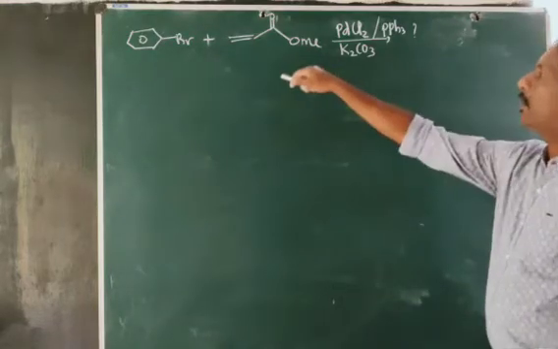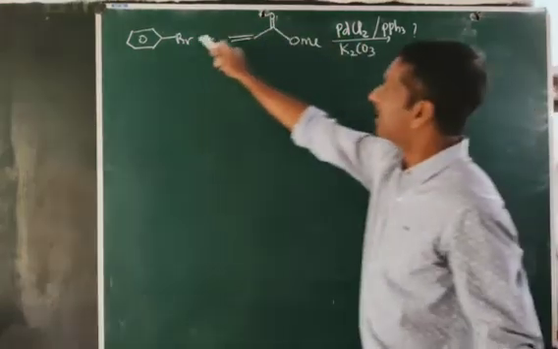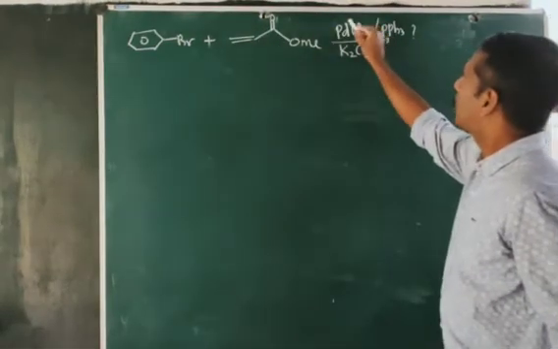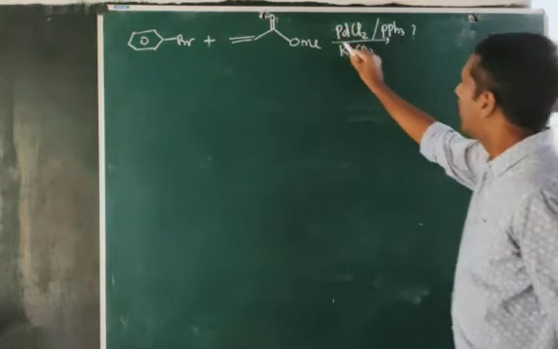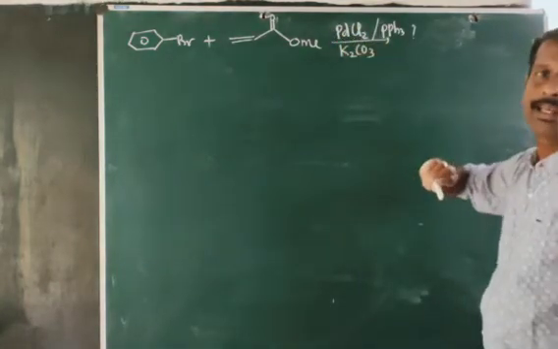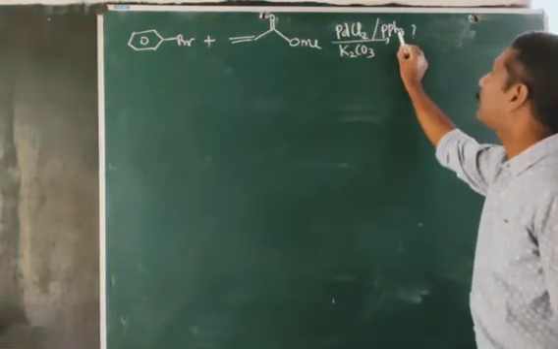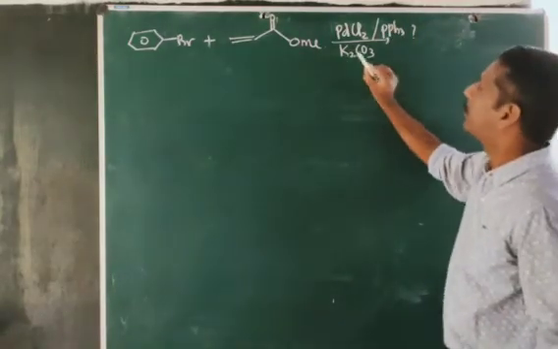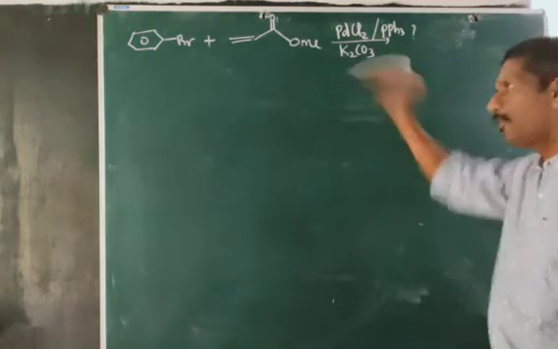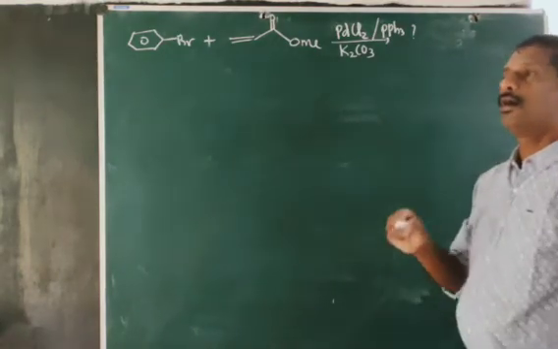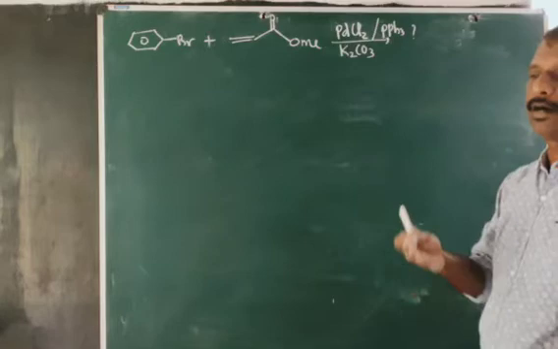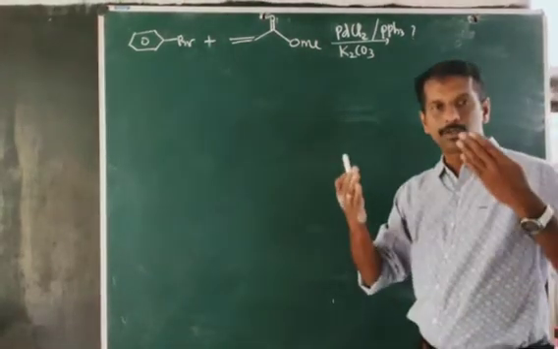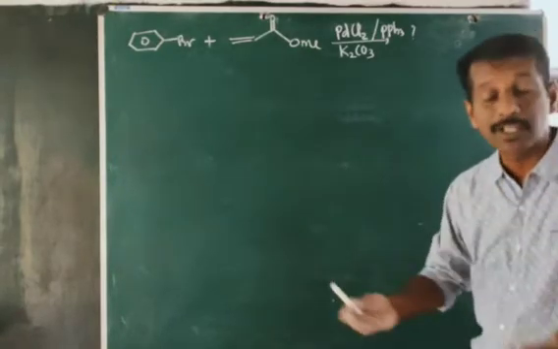Clear? So look at here. You can see that this is the reaction of an unsaturated halide with an alkene, and most importantly, your catalyst is a palladium catalyst, PdCl2, in the presence of triphenylphosphine, followed by treatment with base K2CO3. Definitely we have to predict the reaction, and it is the Heck reaction.